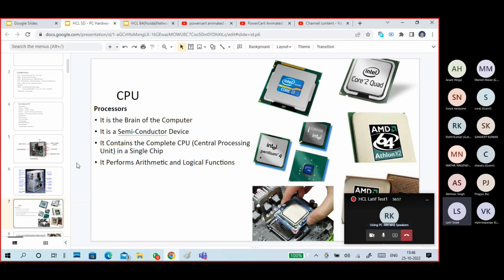It contains a complete CPU. Sorry, it is a single chip. It performs arithmetic and logical functions. All processing of a computer is taken care of by your CPU only. The remaining parts have other functionalities, but the main processing is by your CPU only. There are a lot of details about a CPU, but some we will discuss here.